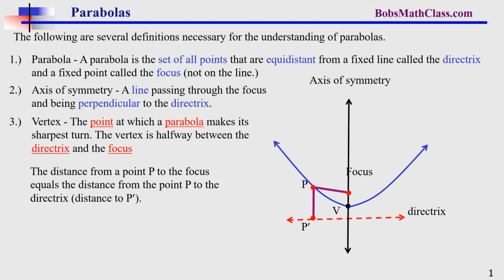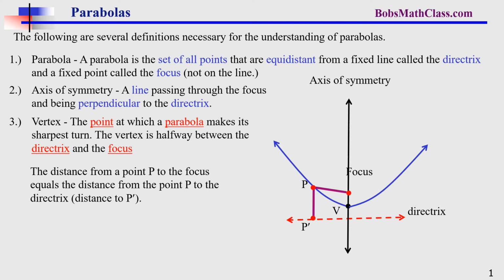So if we look at our vertex on this graph, the vertex is that black dot. The focus is inside the parabola. That's a red dot. The directrix is the same distance from the vertex to the focus, but the opposite direction, and the directrix is on the outside of the parabola. So the directrix will never intersect the parabola.